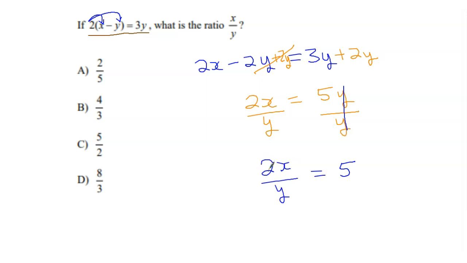So here it is multiplied, so you're going to divide. You can go ahead and divide here by 2 and divide here by 2. And this goes away. And then you get your x over y, which is 5 over 2, which is option C. So this is how you go about this ratio question.